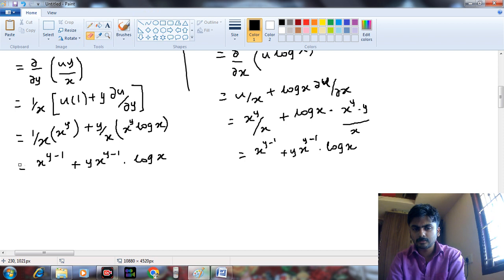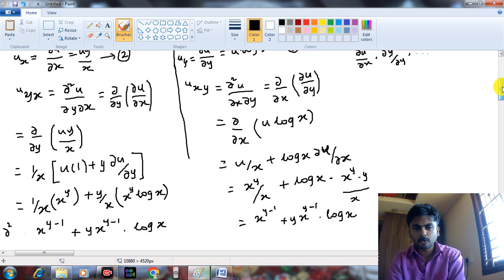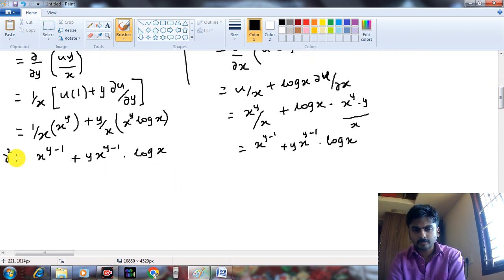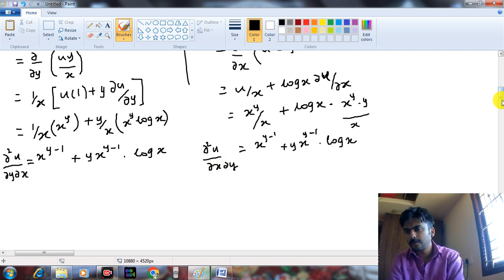Okay, so this is our dou square u divided by dou y dou x, and this is dou square u divided by dou x dou y. So these two equations are equal.